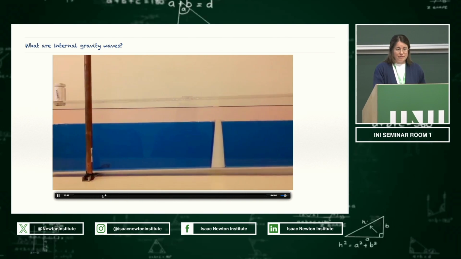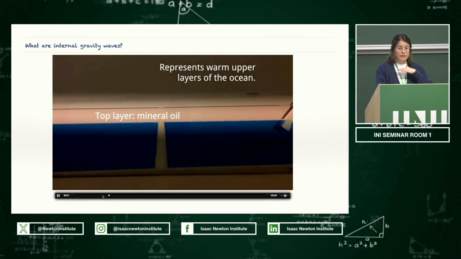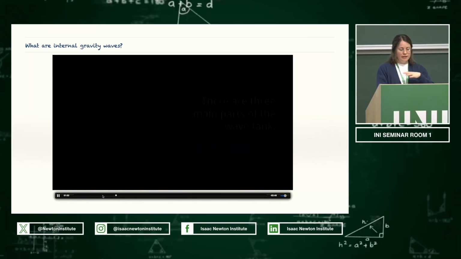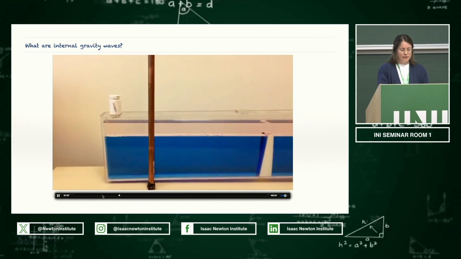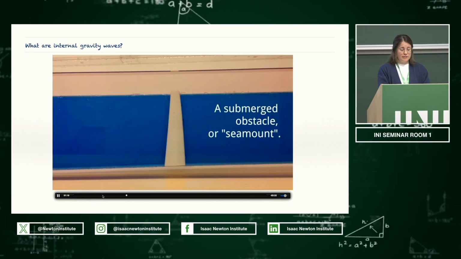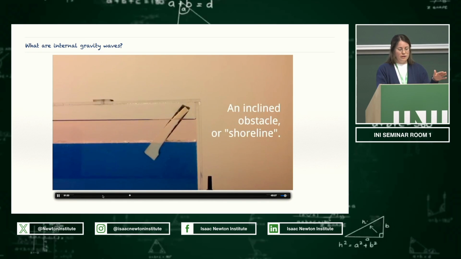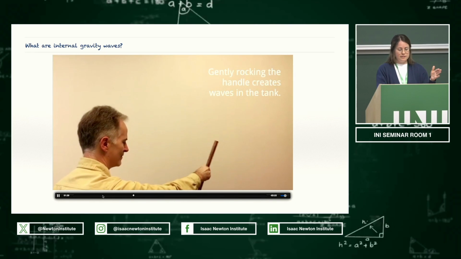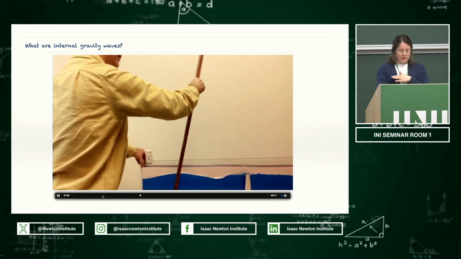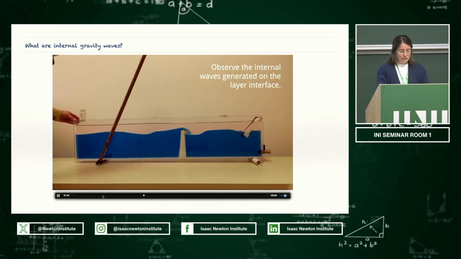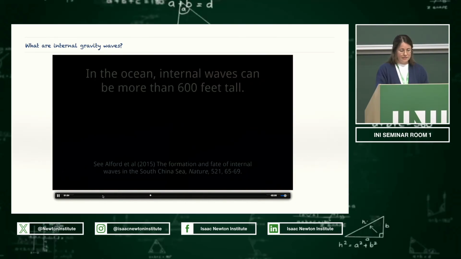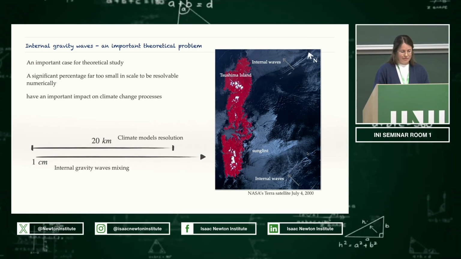This is a long wave tank. It has two layers of fluids. The blue one represents the deep water, which is denser and heavier, and the upper one represents the warm water in the ocean. There is a handle that will create tides, and an obstacle which represents topography at the ocean bottom. You will see that once he starts rocking the handle, an internal wave will propagate between the two layers. Just notice that there are no surface waves, so these are really internal waves, and that is also why they are called internal gravity waves.